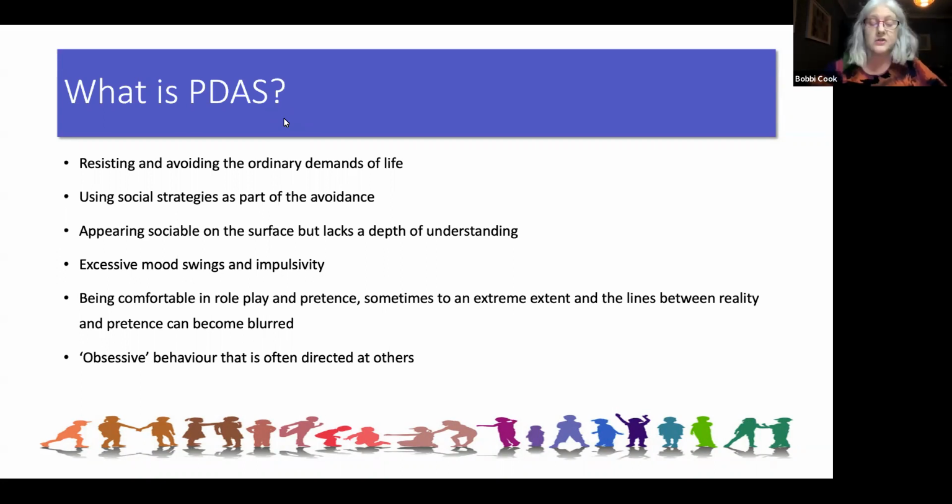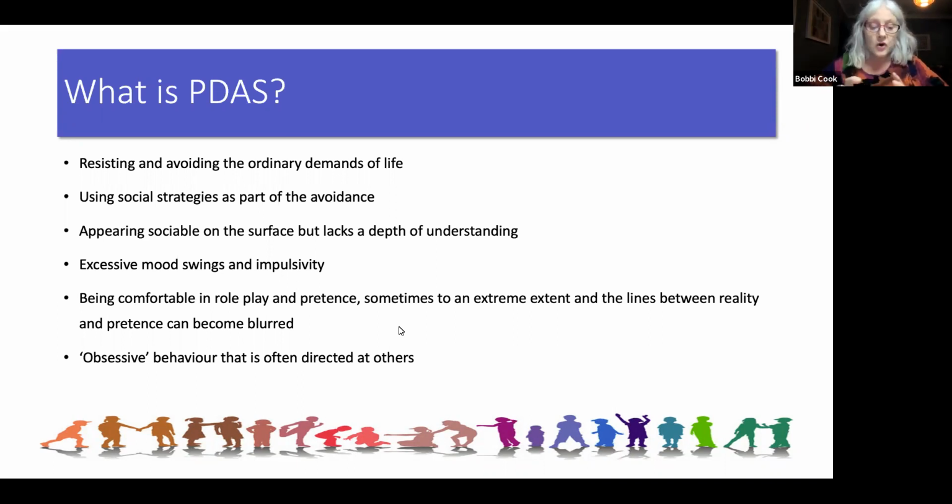And we can see children who take on personas of an animal or a person or a character for really long periods of time, and obsessive behaviors that are often directed at other people. So they'll become obsessed with a member of the family. It can become very intense and very, very difficult to manage.